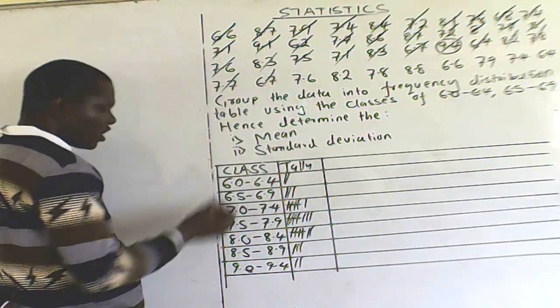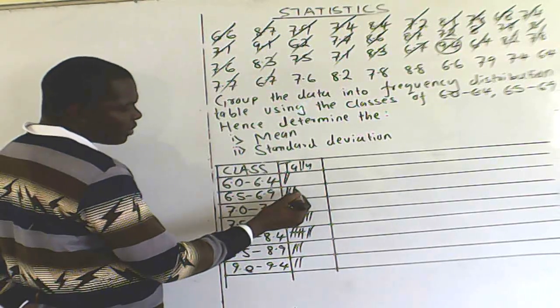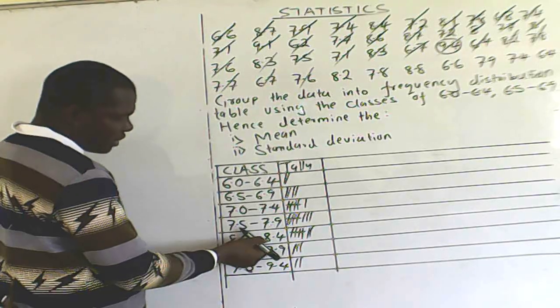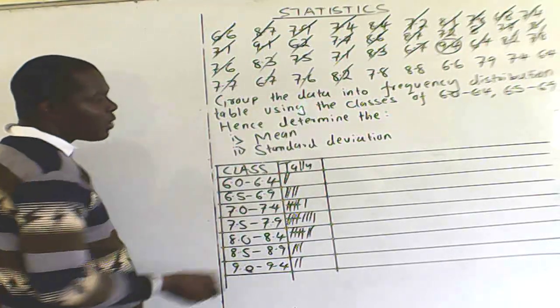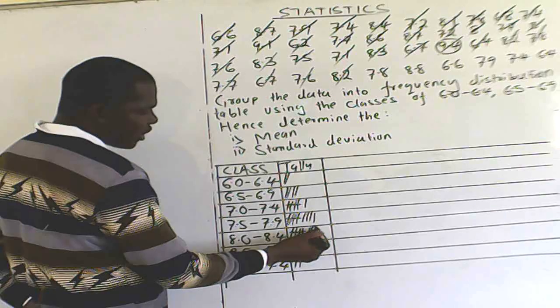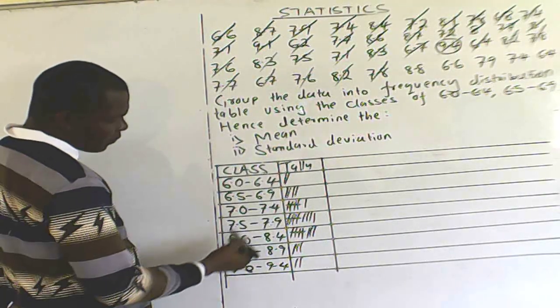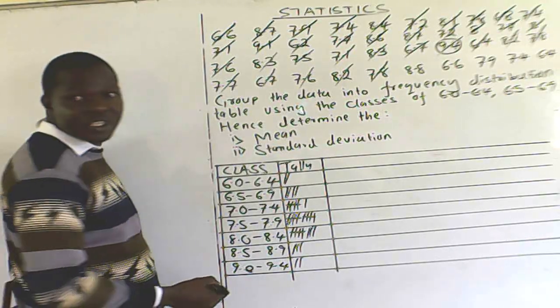Then the next one, 6.7 is between 6.5 to 6.9. Then the next one, 7.6 is between 7.5 to 7.9. The next one, 8.2 is between 8.0 to 8.4. The next one, 7.8 is between 7.5 to 7.9. That is the fifth one you tie with, isn't it?